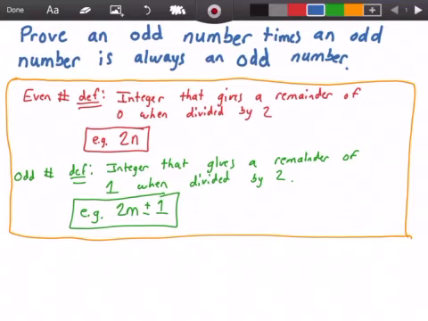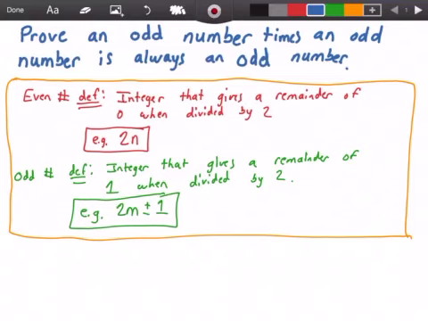Hey guys, and welcome to this video on proofs. So here we want to prove that an odd number times another odd number is always equal to an odd number. And in the yellow rectangle here, I have the definitions for what it means for a number to be even and what it means for a number to be odd.